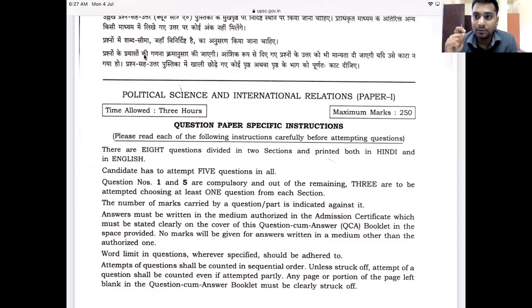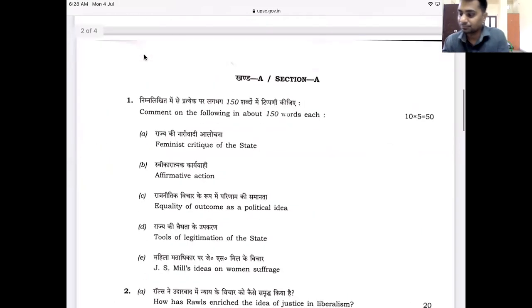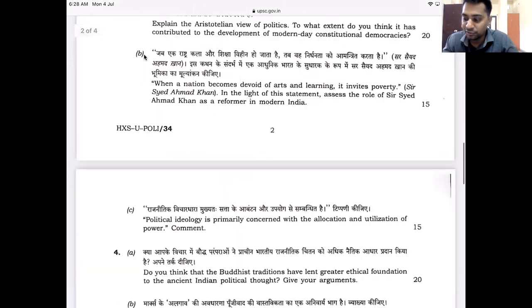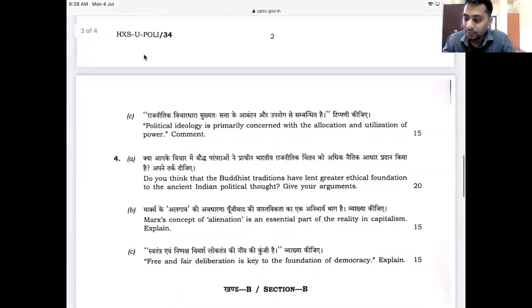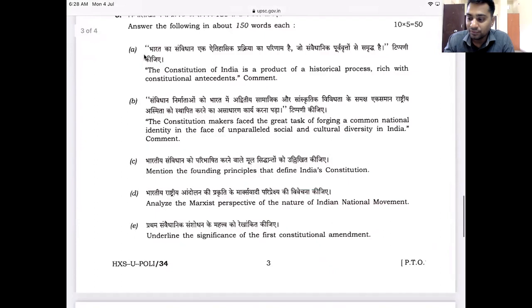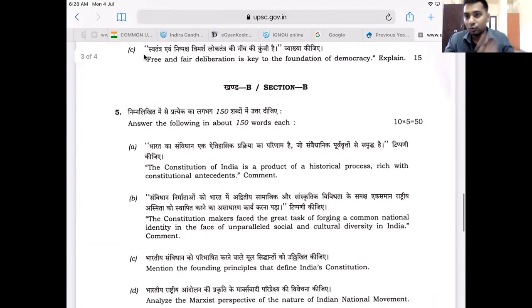If you are writing one question, first question, look at this. Section A, you have 1, 2, 3, 4. In that, section 5, section B, you have 5, 6, 7, 8. So 4 questions in section A, 4 questions in section B. First question here is compulsory. The rest of the questions, 6 questions, you have to write 3 questions.